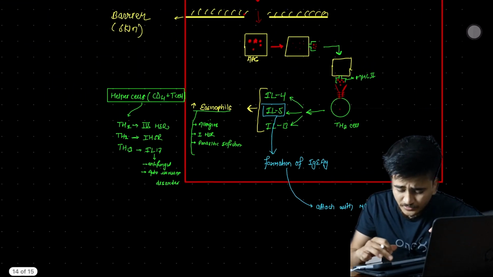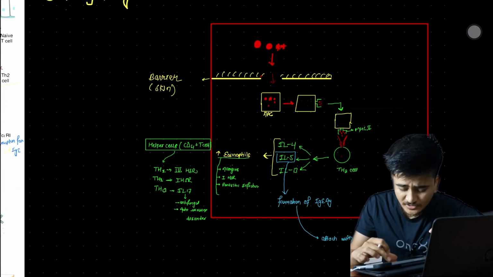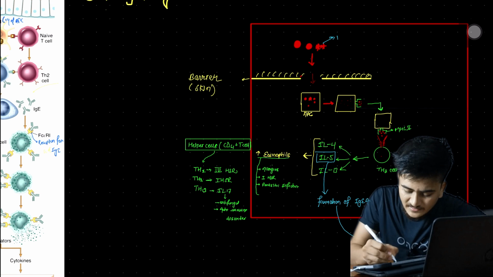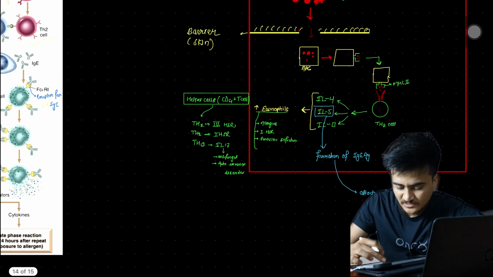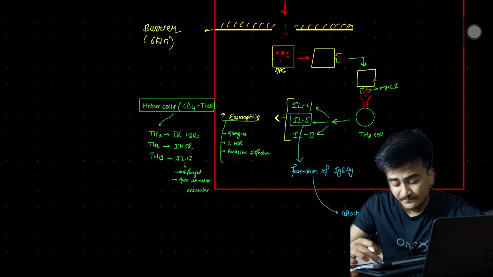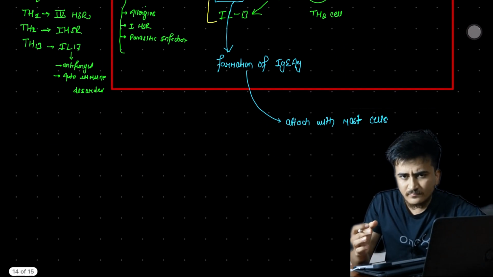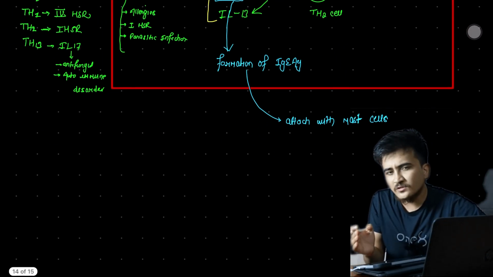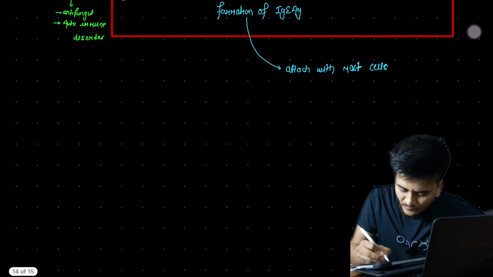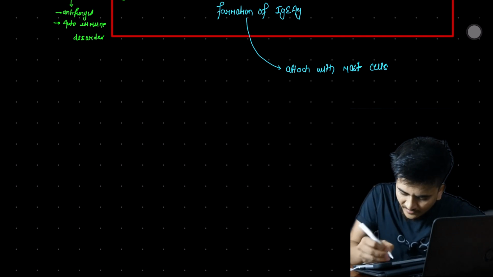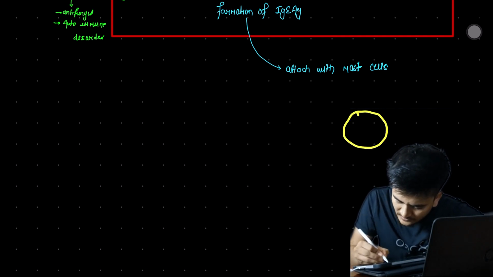Right now what we are discussing is the condition in which antigen is entering in our body. Let us suppose it is the normal condition. That means we are not talking about antigen entering in our body. At the normal condition, what we find is mast cell. This is mast cells.